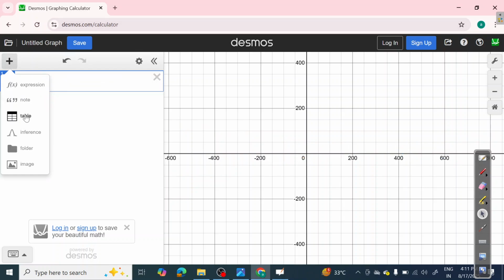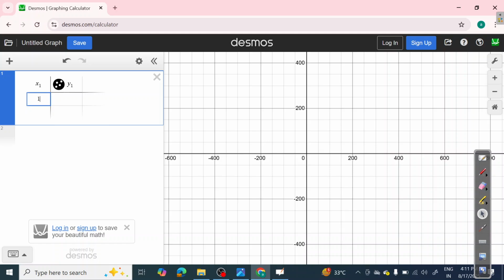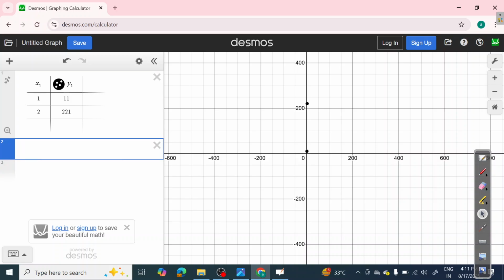Insert a table, put the x1 values 1, 11, then 2, 221. I hope it is correct. Now also in the next column you put the function. Don't write f of x this time, because f of x has changed into y1. Use the regression sign instead of equal to.